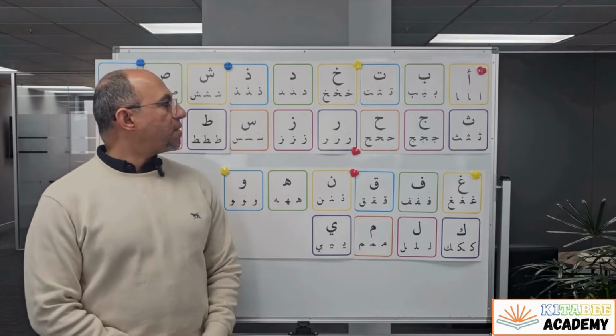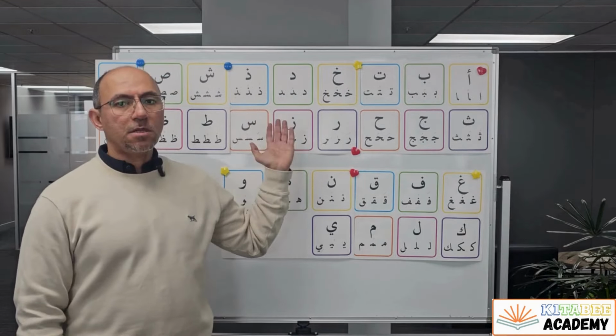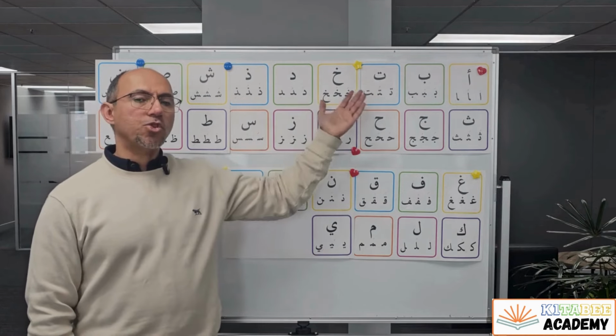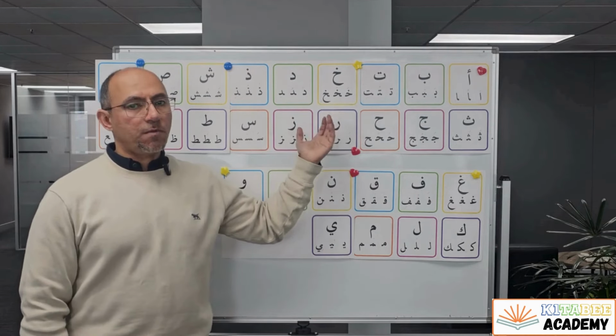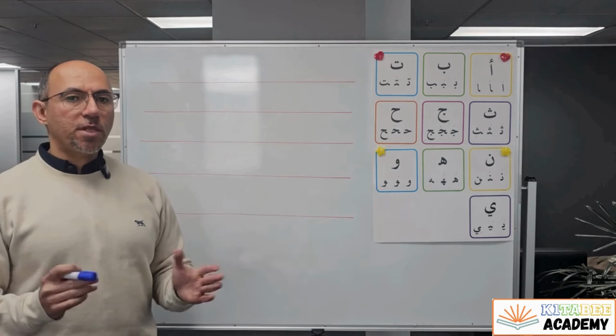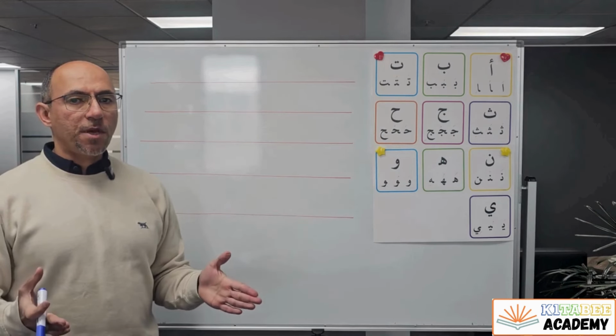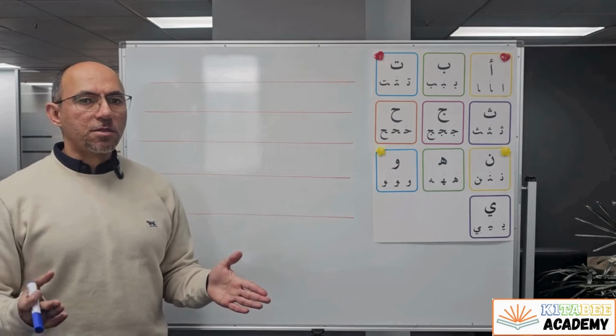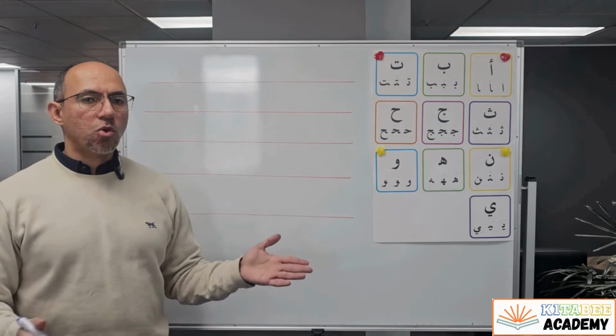So, as I've mentioned, we have 28 letters in Arabic, and I will share with you the sounds of these letters. Alright, so today we're learning the first set of letters. So we divided the letters according to the shape and the manner of the letters. So are they two-way connectors or one-way connectors?